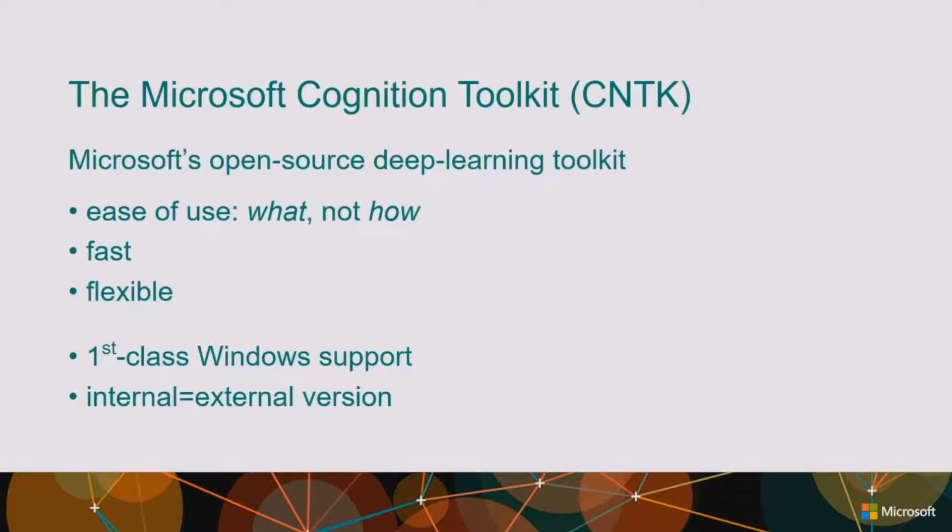So CNTK allows you to build your own deep neural networks in the same way that the Microsoft product groups do that. So in a nutshell, CNTK stands for the Microsoft Cognition Toolkit. It's an open source deep learning toolkit that is designed to be easy to use. So we try to get you focused on what, not how you're doing things. It's fast, it's very flexible. It has first-class support for Windows and Linux. And one thing that's kind of cool about it is there is no separate internal version. So everything that the product groups use is actually out there on GitHub in the open.